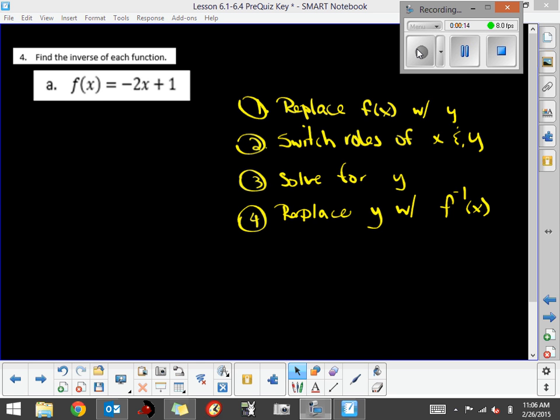When we do the inverse, we ask the question in reverse. So we say, if we know what the output was, can we go back and find the input? And that gets us this idea where we switch the roles of x and y. So I'm going to demonstrate or model how we apply these 4 rules.